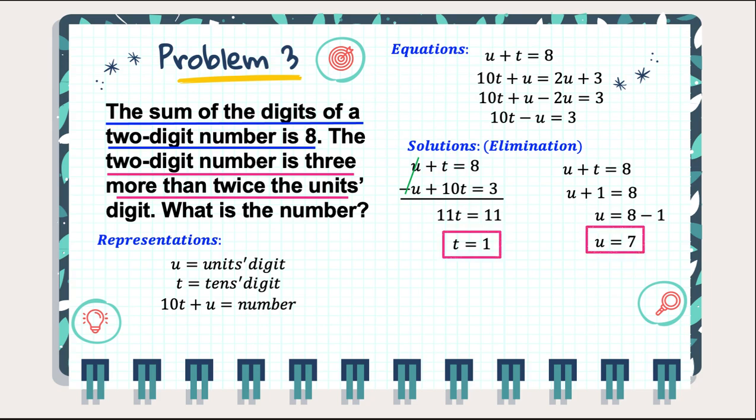Writing your final answer, be careful. So the number is 17, where 1 is the tens digit and 7 is the units digit. So now let us proceed to my last example.